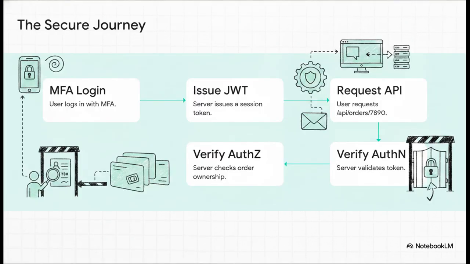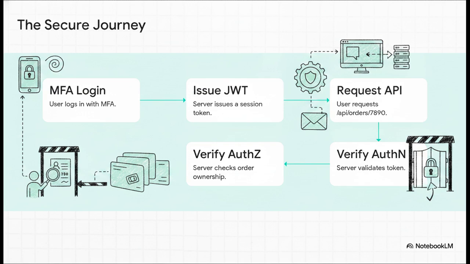Let's look at how a secure API request actually flows through both of these gates in the real world. Step 1. A user wants to view their order history, so they log in with their credentials and an authenticator code. That's our AuthN via MFA. Step 2. The server validates this and issues a JWT. Step 3. The user's browser requests the endpoint, attaching that token.